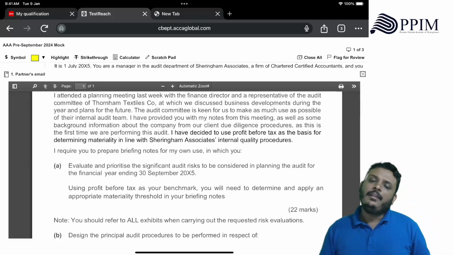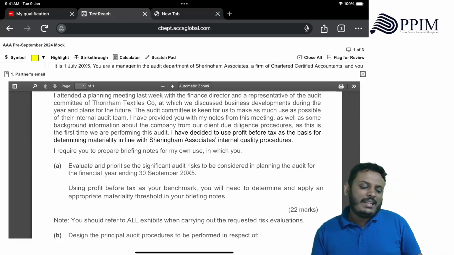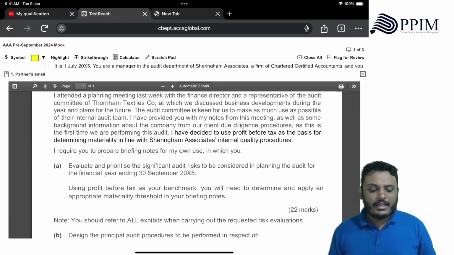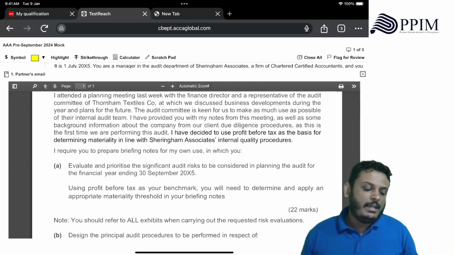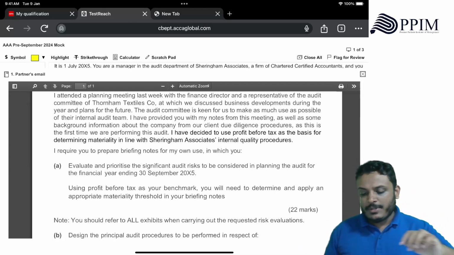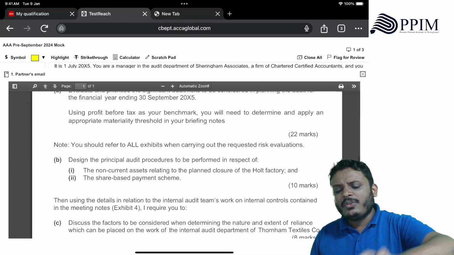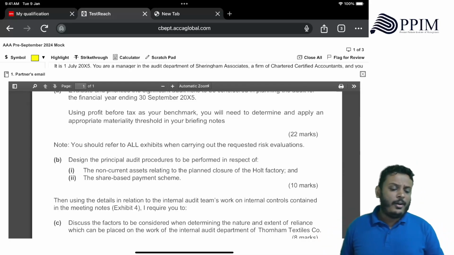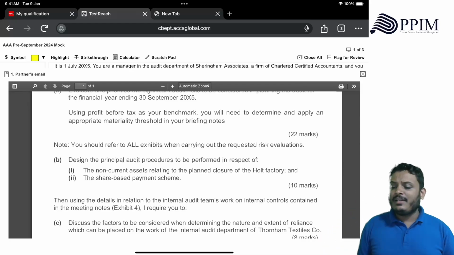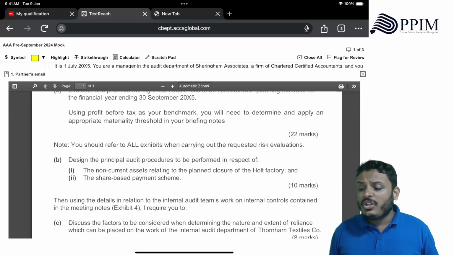So we should explain what is the possible impact to financial statements. The second question is principal audit procedures performed related to the non-current asset relating to planned closure of a particular factory, H factory.